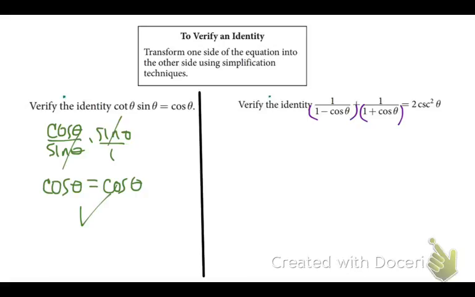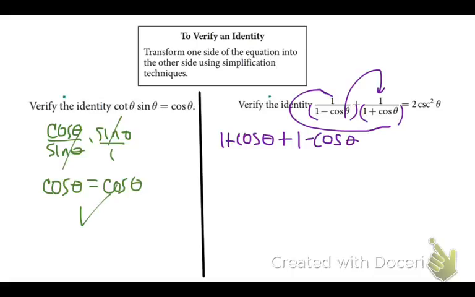So let's take this one. We're going to multiply this one over here. So that would be our 1 plus cosine theta. And then we're going to take this one and multiply it with this one. And then what's in between them? The plus. So put your plus in there and then multiply. And then we would have 1 minus cosine theta over your common denominator.